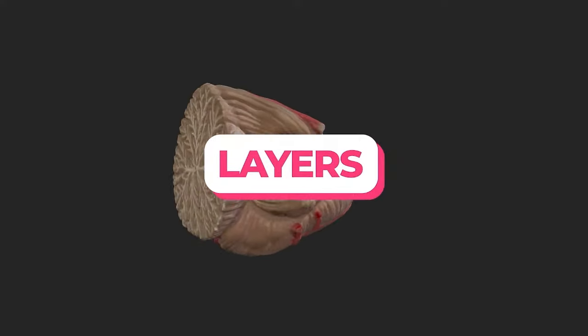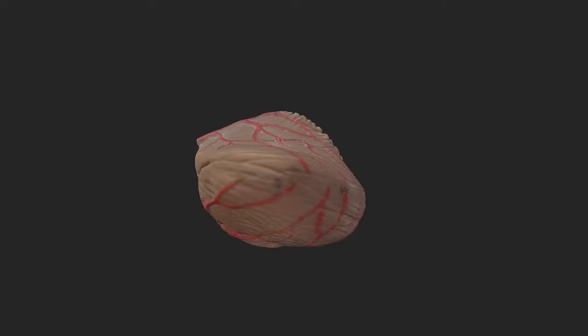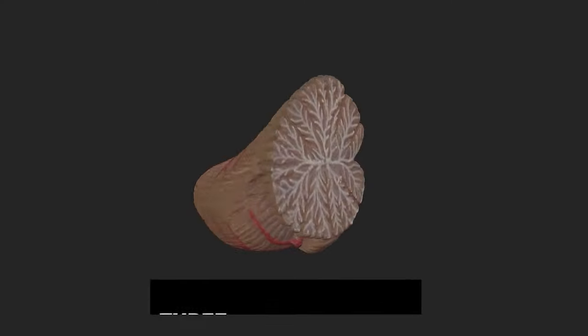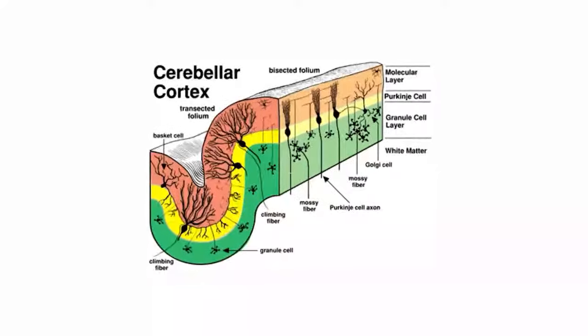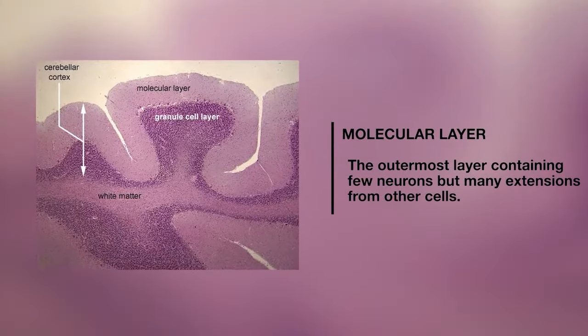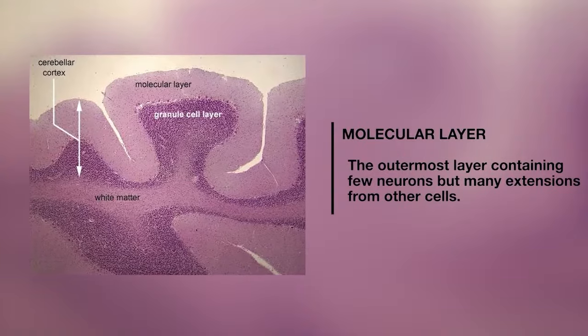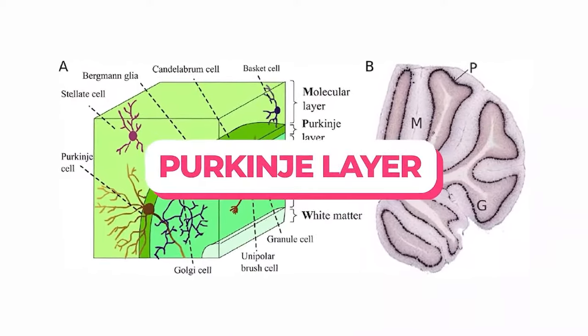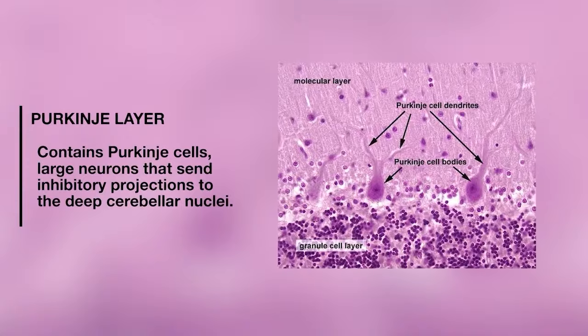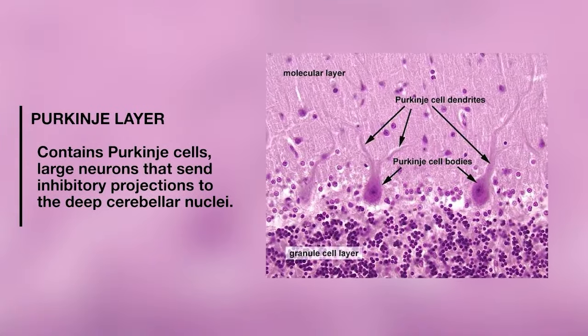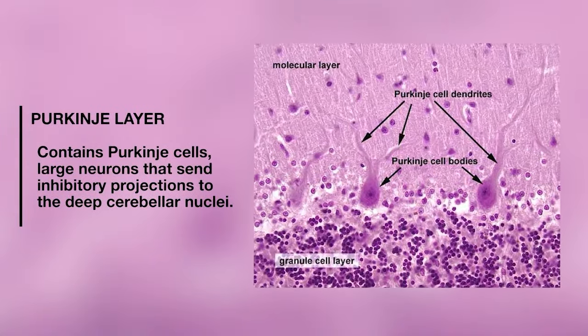Layers. The cerebellar cortex, which is the outer layer of the cerebellum, is made up of three distinct layers. Molecular layer: the outermost layer containing few neurons but many extensions from other cells. Purkinje layer: contains Purkinje cells, large neurons that send inhibitory projections to the deep cerebellar nuclei.